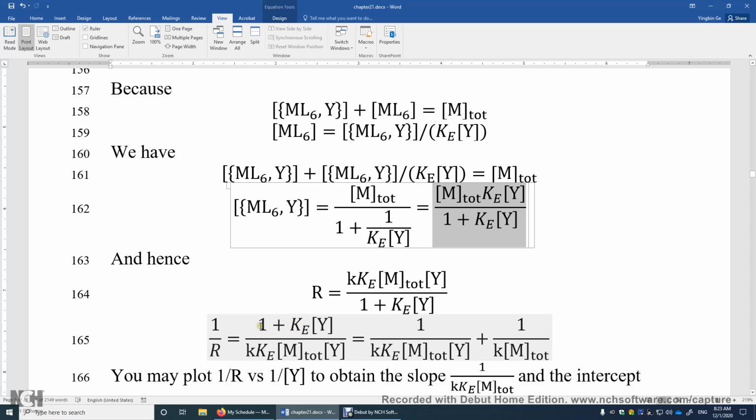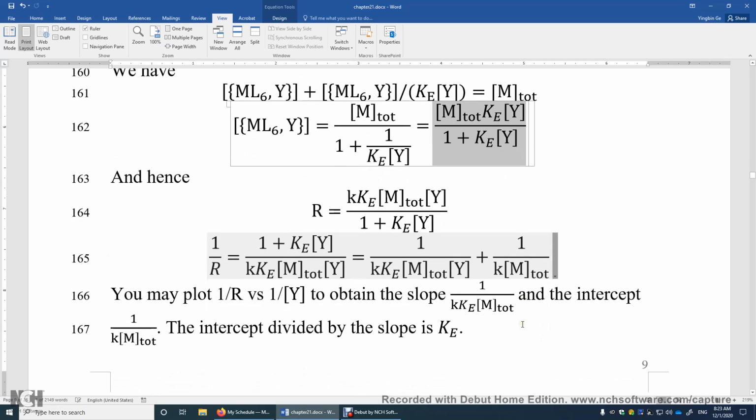And then you can separate these two. So we separate these two. So it's going to be 1 over this whole denominator plus Ke times Y over the whole denominator. And Ke and Ke cancel, Y and Y cancel. That's why the second term is simpler. Okay? And now if you look at 1 over R versus 1 over Y, it's linear.